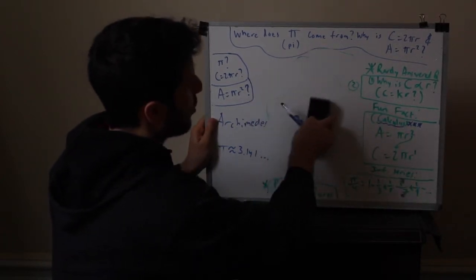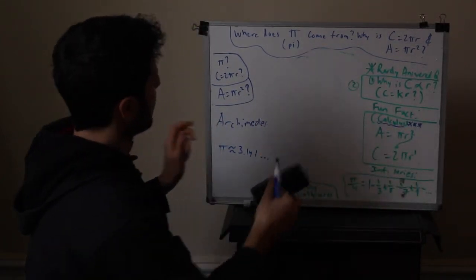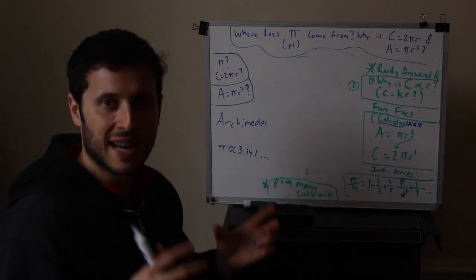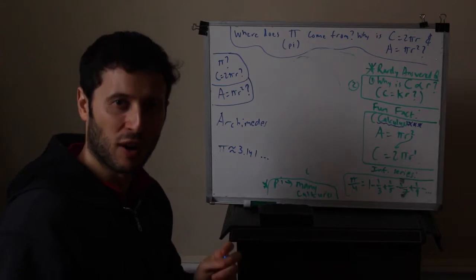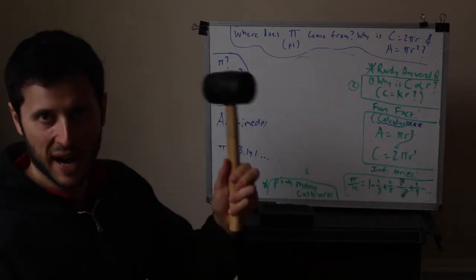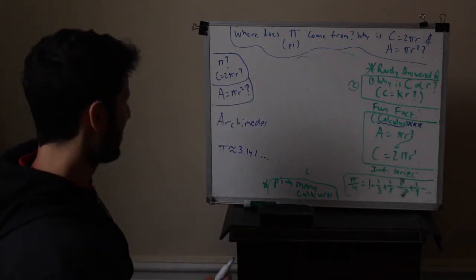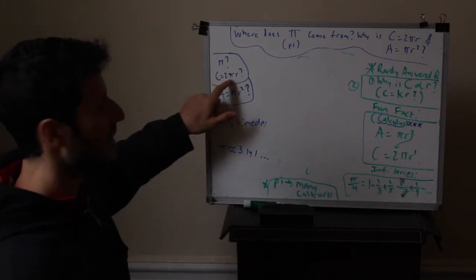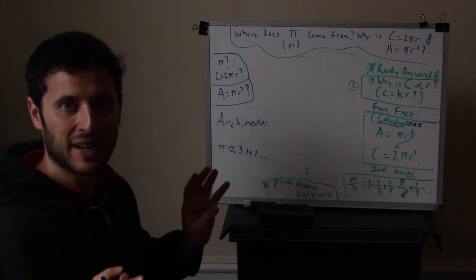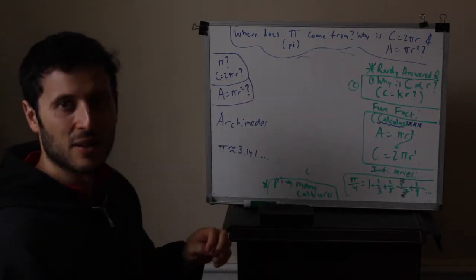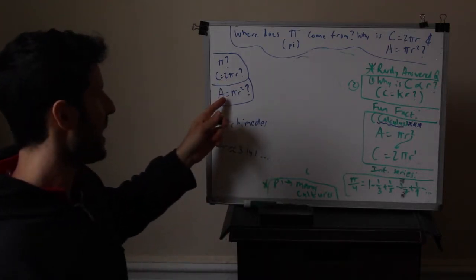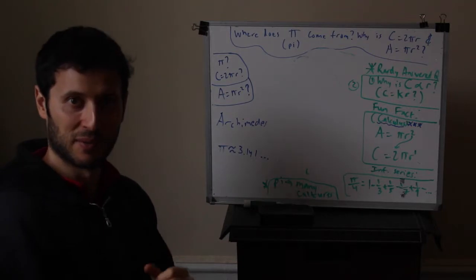All right, so now we're going to go to the second half of the video. This will be a little shorter, but this is pretty much the heart of the video, and this is using our hammer in a more traditional way. So now that we take for granted that the circumference is 2 pi r, we can figure out where this area equals pi r squared formula comes from.